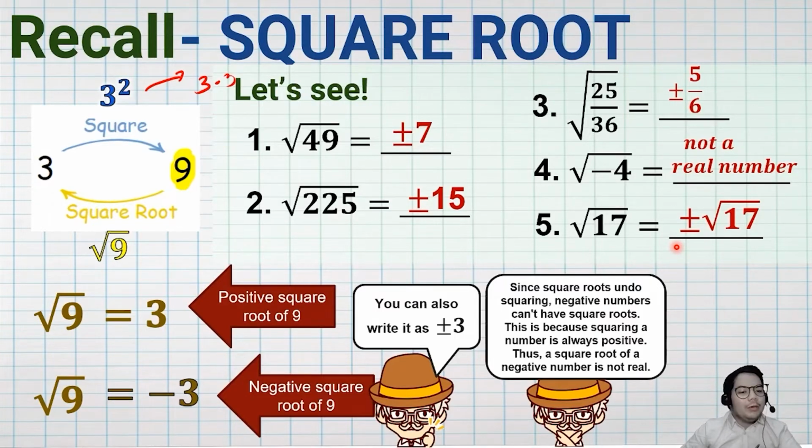Since hindi perfect square si 17, hindi ka makaisip ng number na pag in-square mo ay ang sagot ay 17, ibig sabihin hindi whole number yung square root niya. So, okay na ako kung isasagot mo ay square root of 17. So, mamaya reviewin nyo lahat ng perfect square para makita natin saan dito yung mga perfect square at hindi.